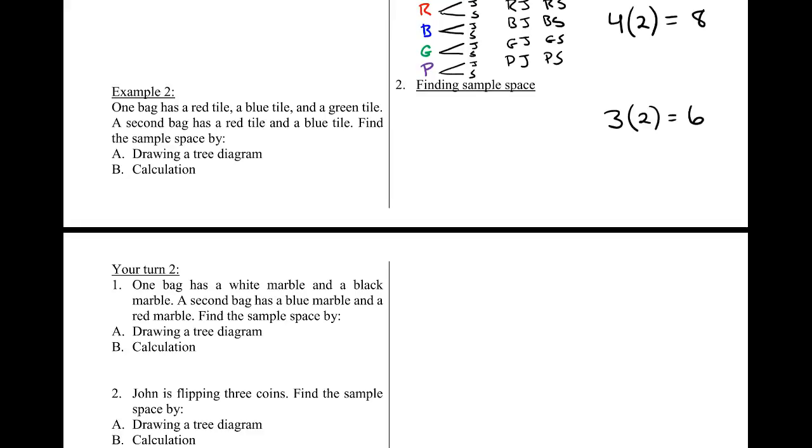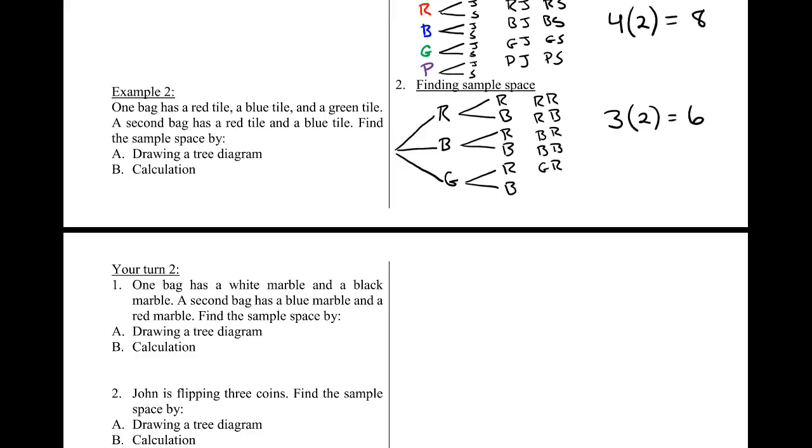So when we create our tree diagram, there should be 6 total outcomes. So in bag 1, I can pick a red tile, a blue tile, or a green tile. In bag 2, I can pick a red or a blue. Usually the second set of branches are going to be the same all the way through. There's our tree diagram. We can see we can do red, red, red, blue, blue then red, blue then blue, green then red, or green then blue. Those are 6 different outcomes.